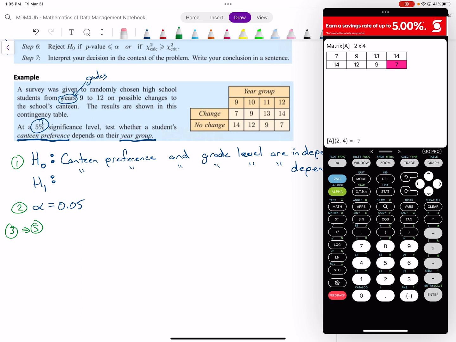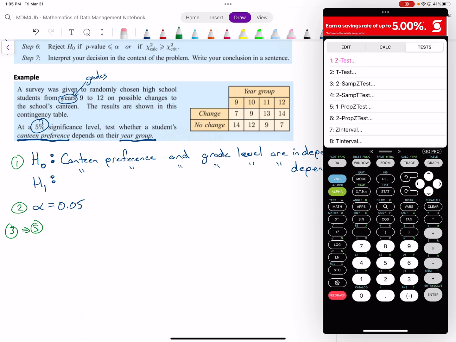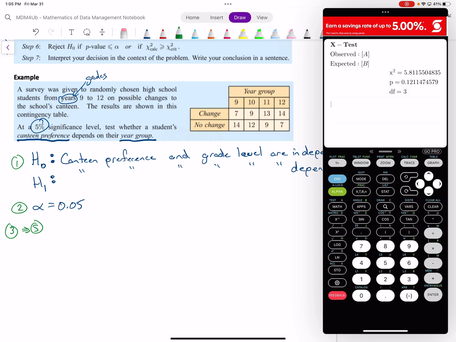Once you get them typed in, then we're going to perform the chi-squared test. So we go stat, test, scroll all the way to your chi-squared test. And we go down to calculate and we press enter. I'm going to write these things down.